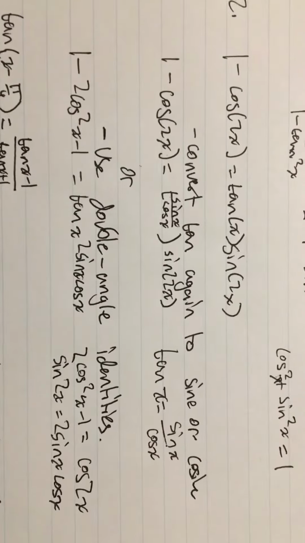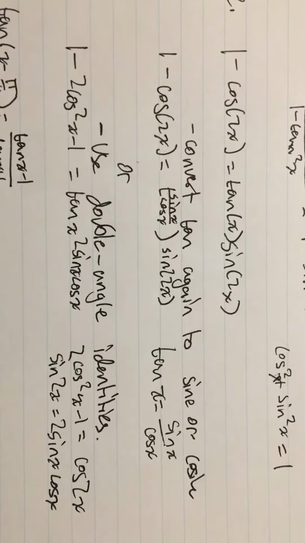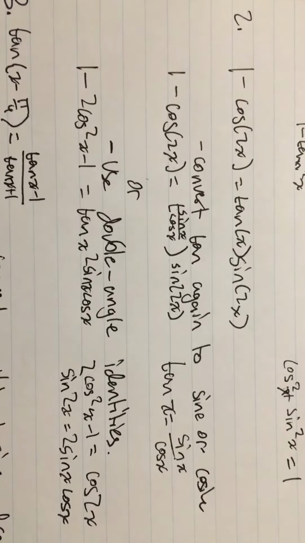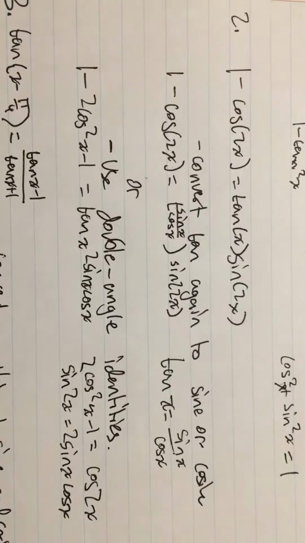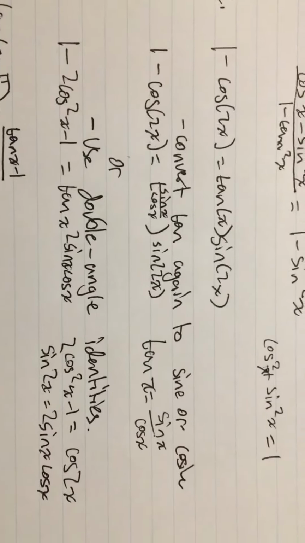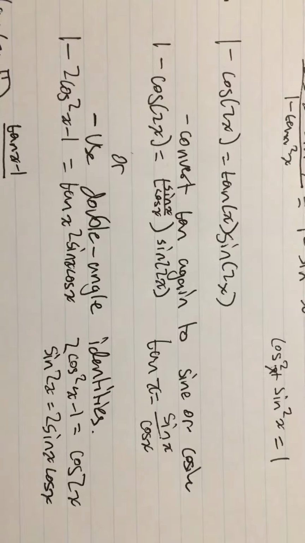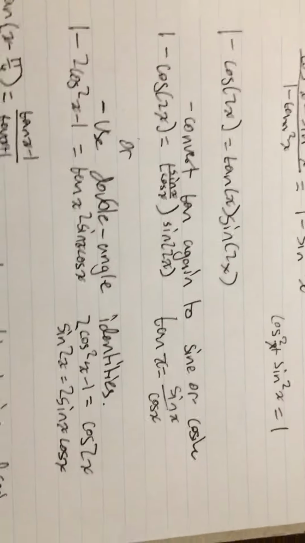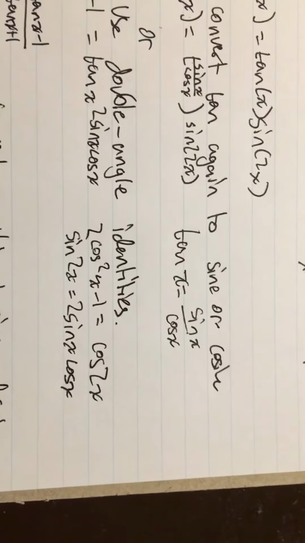Another first step you could do would be to use the double angle identities. So you'd have 1 minus 2 cosine squared x minus 1 on the left side, because cosine of 2x can be converted to 2 cosine squared x minus 1. And then on the right side, you could convert the sine of 2x into 2 sine of x and cosine of x.